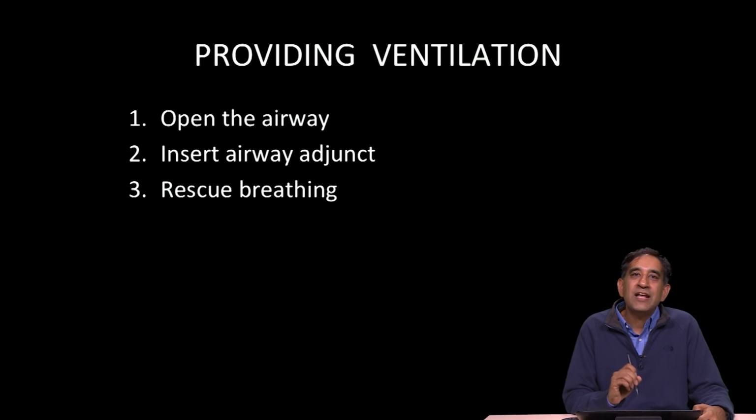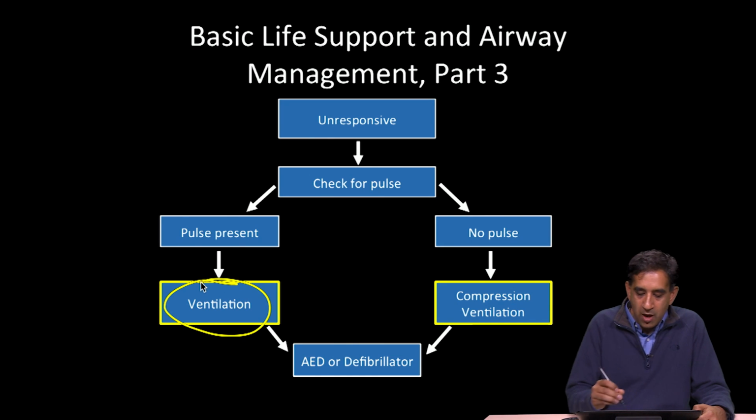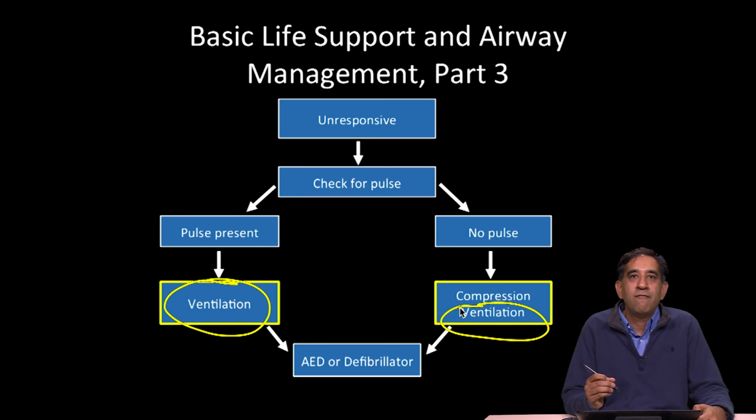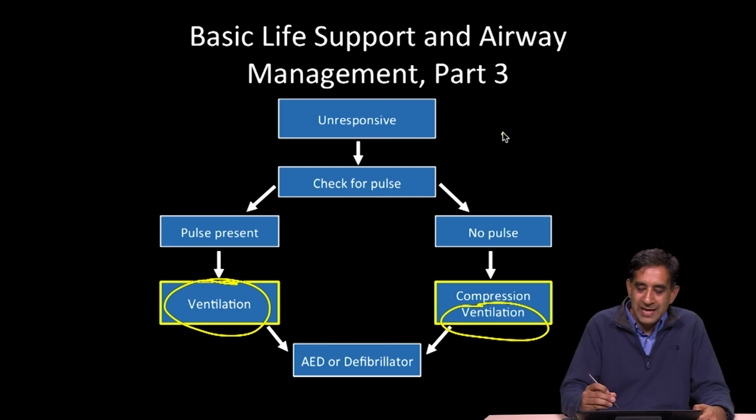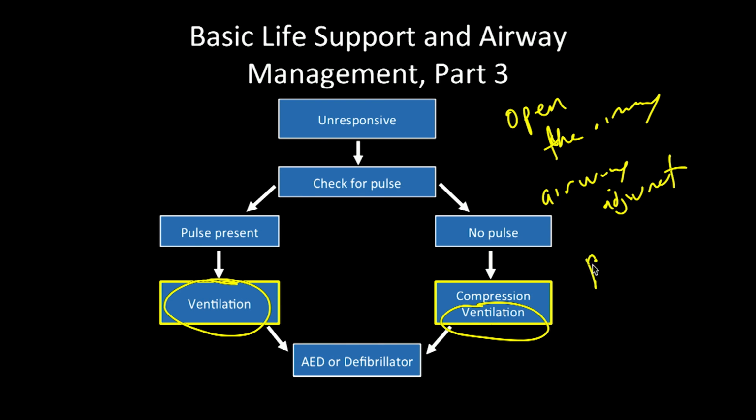So remember, when you're providing ventilation, there are 3 steps. Open the airway, insert an airway adjunct, and then provide rescue breathing. So in basic life support and airway management, remember that ventilation plays a very important part of taking care of these patients, regardless of whether they have a pulse or not. And the steps are going to be: step 1, open the airway. Step 2 is to insert an airway adjunct. And step 3 is going to be to provide ventilation with a bag mask device.